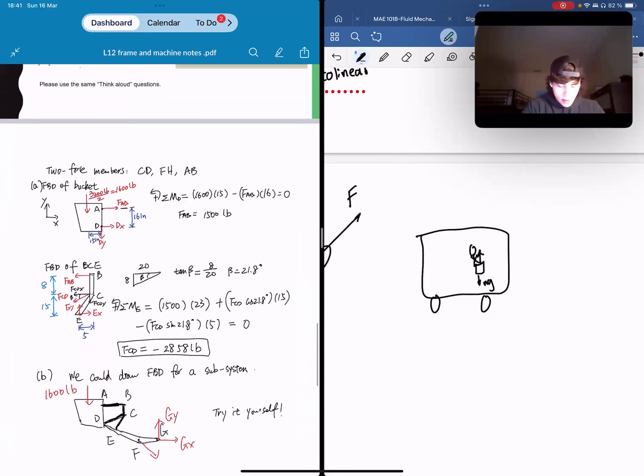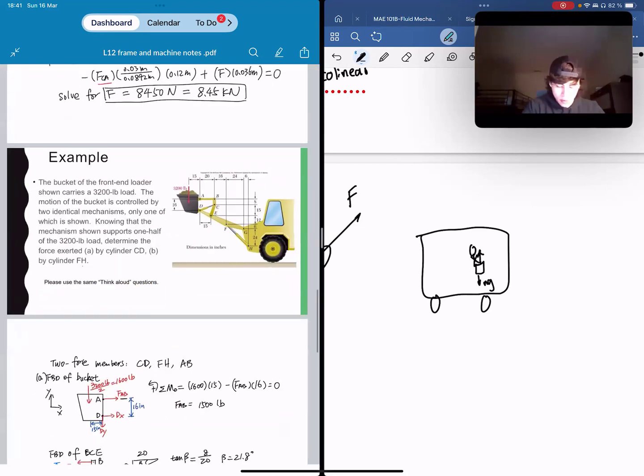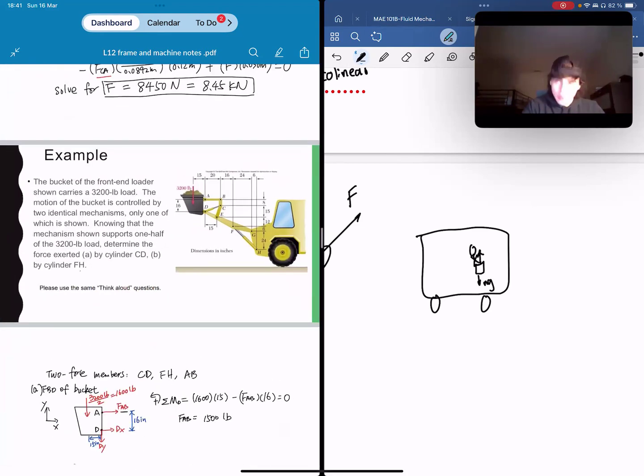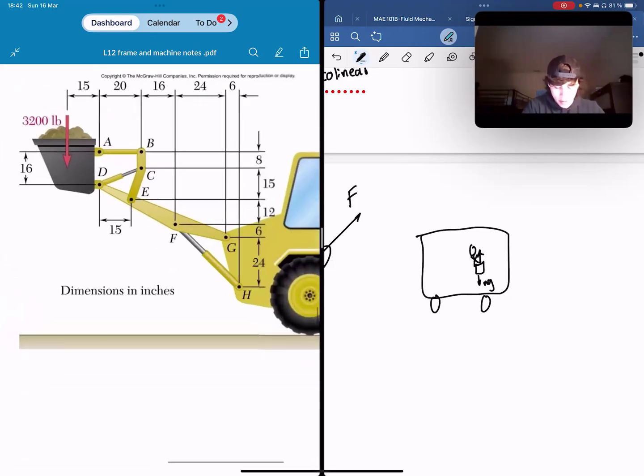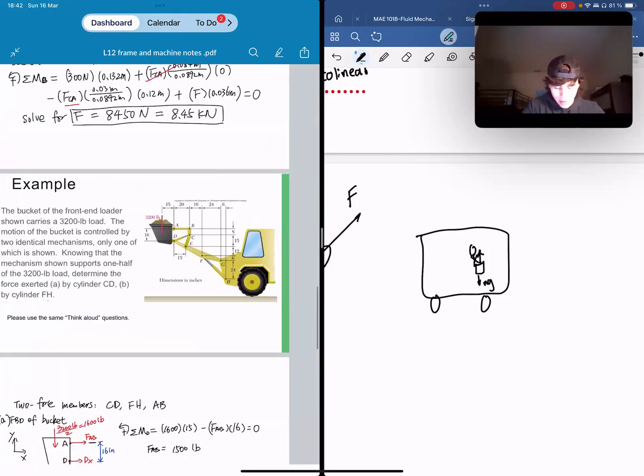For the next part, it's important that there are three sections of the machine that are two force members, right? DC, FH, and AB.